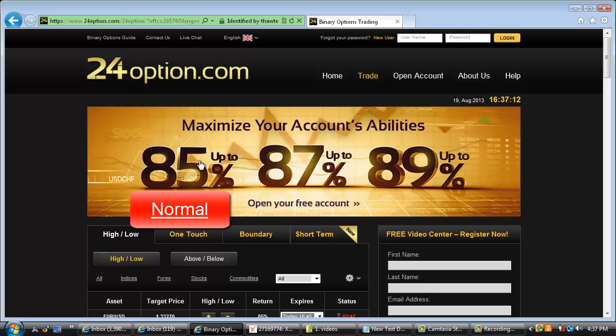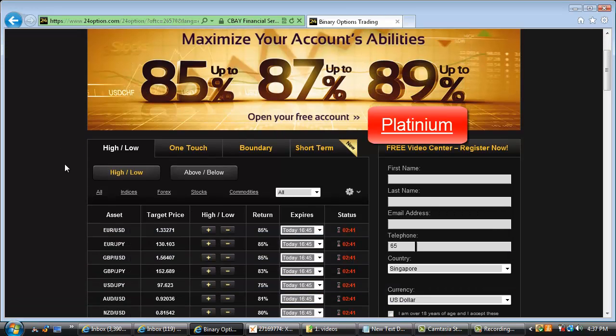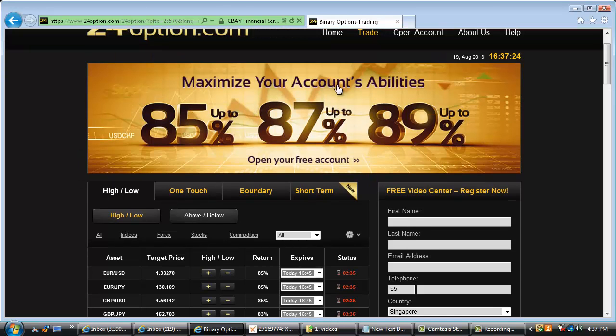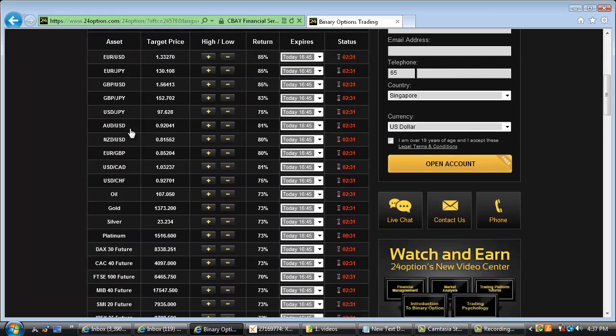This is for the normal accounts. These are for the gold accounts, and I think this is for the platinum account. Alright, so in the example I just calculated up to 87%. Alright, 2% makes a lot of difference. Anyway, here are all the assets.